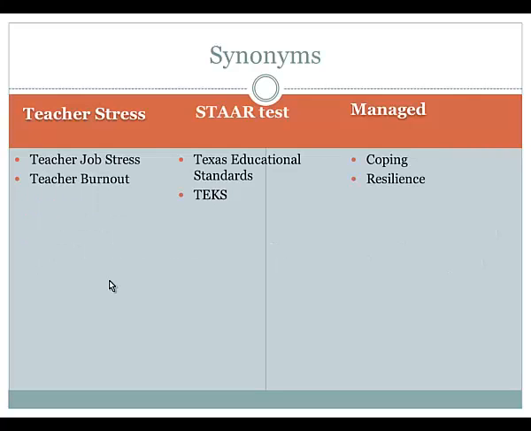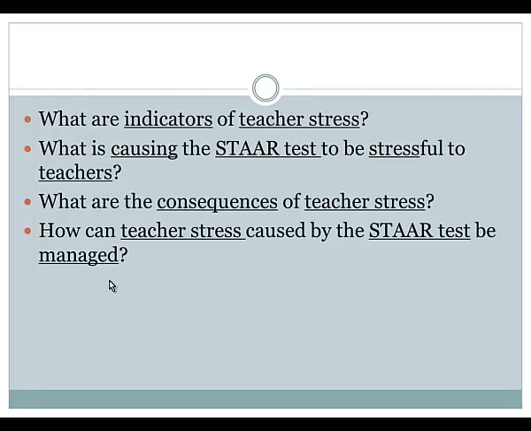My next step is coming up with synonyms for those. So a synonym for teacher stress could be teacher job stress, or it could be teacher burnout. A synonym for the STAR test could be Texas Educational Standards, because that's what it's measuring, or the Texas Essential Knowledge and Skills, because that's what it's measuring. For managed, my synonyms or my related terms could be coping or resilience. And so brainstorm this. It can also come from a Google search. Some of these terms I actually did get from doing a Google search of causes of teacher stress, which again would have been one of my first 2 searches.